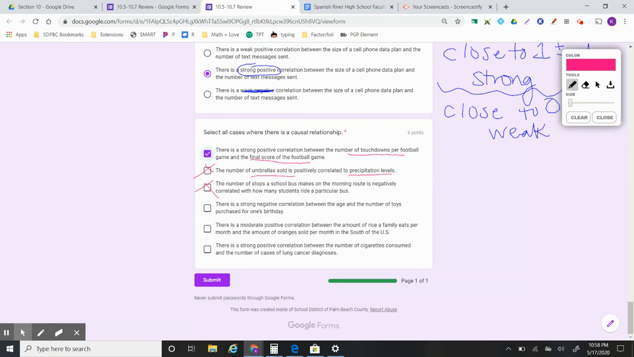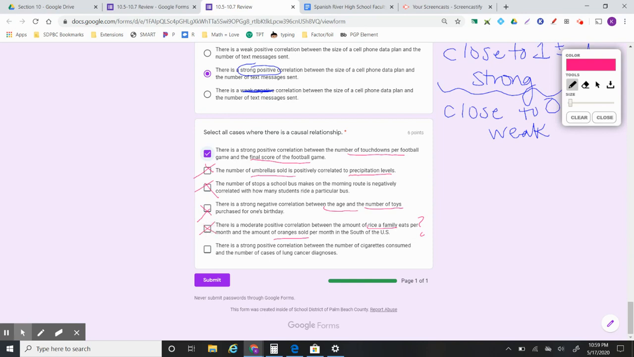Next one says there's a strong negative correlation between the age and the number of toys purchased for one's birthday. So this is another one. Don't think too hard about it. The age you are and the number of toys, there is no cause and effect there. They might be related, but there's no cause and effect. The next one says there is a moderate positive correlation between the amount of rice a family eats and the amount of oranges sold. Rice and oranges, they're not cause and effect whatsoever.